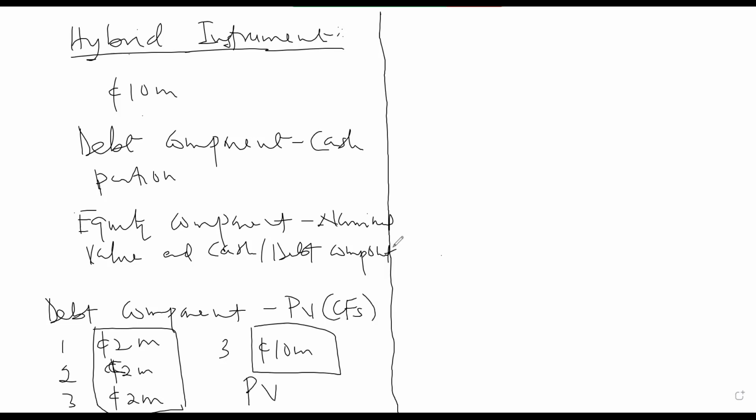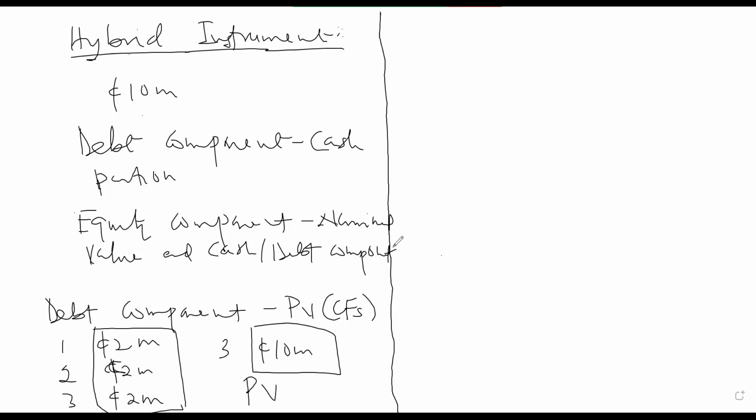Basically, those who have done financial management, what we do is try to find the value of the debts. How do we find the value of the debt? We use the cost of the debts to present value all the cash flows. If you add them up, that is the value of the debts. So the debt component is calculated as the present value of all the cash flows.